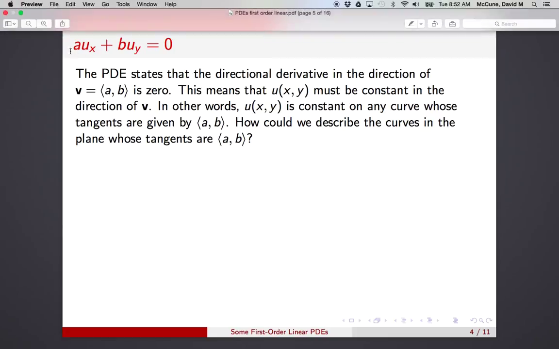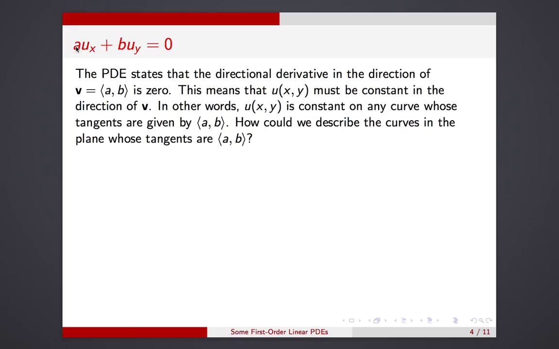Okay, so this PDE here says that the directional derivative in the direction of AB is 0. So u(x,y) must have no rate of change in the direction of that vector. Well, no rate of change simply means that you are constant in that direction. Right? So u(x,y) is constant on any curve whose tangents are given by this vector.